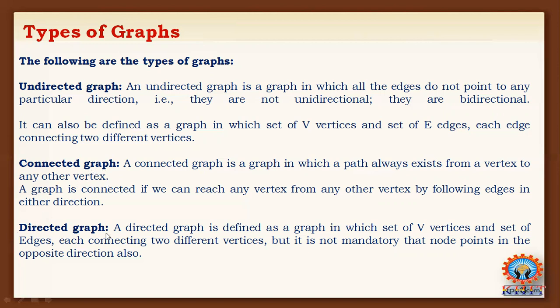Whereas the directed graph is a graph in which the set of vertices and the set of edges each connect two different vertices, but it is not mandatory that nodes point in opposite directions. Also, directed graph in the sense that there is clearly mentioned the way we can move from source to destination. It is not bidirectional. So this is called a directed graph.